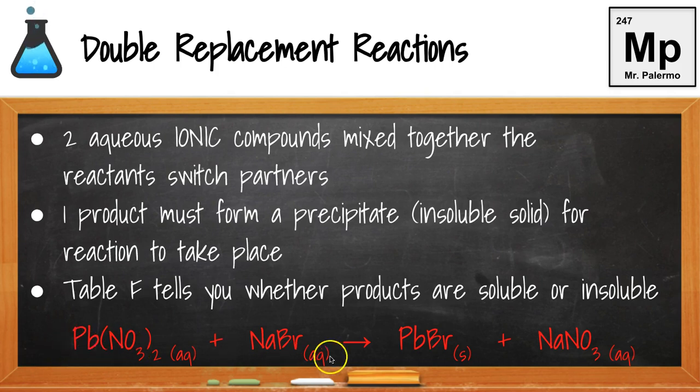For example, here's a double replacement reaction. We have our two aqueous reactants forming one insoluble solid or precipitate as a product, and the other one will be aqueous. And notice that they switch partners. Pb combines with bromine to form lead bromide, and sodium combines with nitrate to form sodium nitrate.